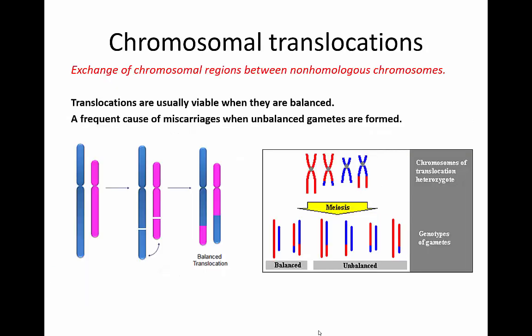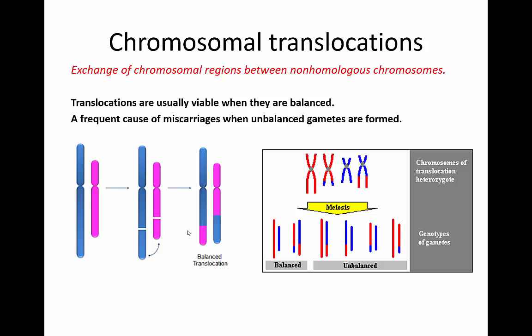Next, I'd like to talk about translocations. A translocation is an exchange of a chromosomal region between two non-homologous chromosomes. This can happen in a couple of different ways. It can be a reciprocal translocation, so two chromosomes switching their arms, or it can be that one part of a chromosome gets tacked onto the end of a different chromosome.